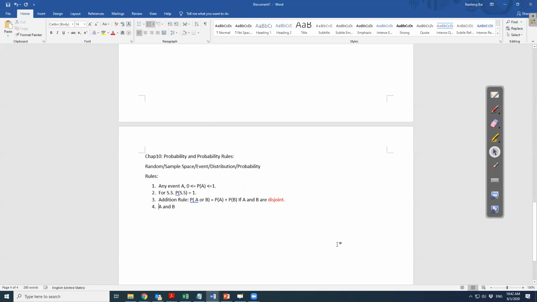And the next rule is the multiplication rule. So for the other relationship between the two events, probability of A and B, in this case, we need to use the multiplication rule. So I need to multiply the two event probabilities together. And this is only if A and B are independent.